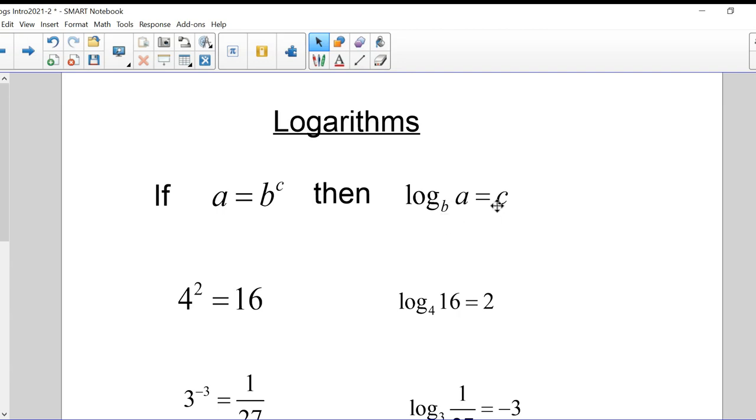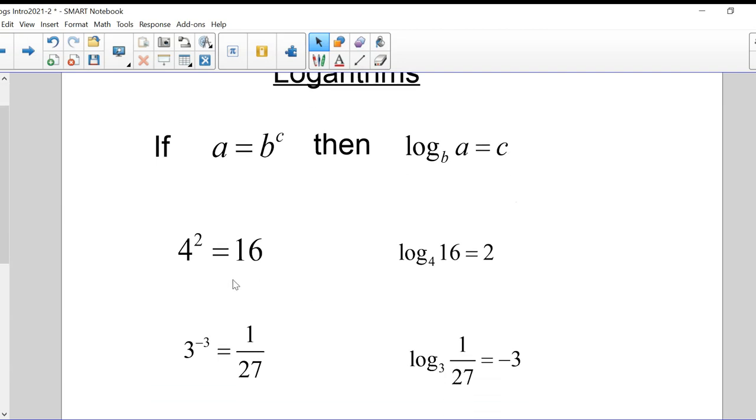Why is it equal to c? Because here is a statement I'm going to repeat more than once today: think of a log as an exponent. The exponent in this expression, a equals b to the c, was c. When you take the log of anything, what you end up with is an exponent. So in this case, you end up with c because c was the exponent. So it makes sense to say that the log base b of a is equal to c.